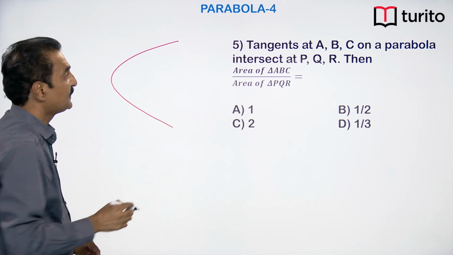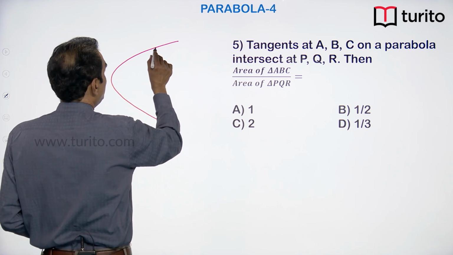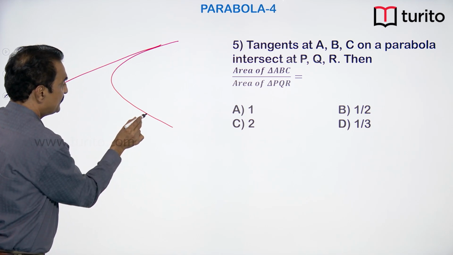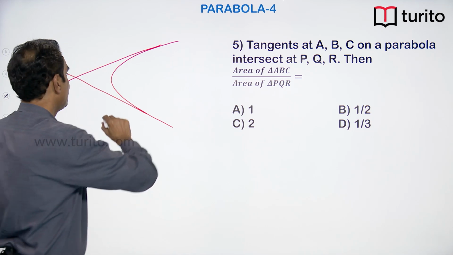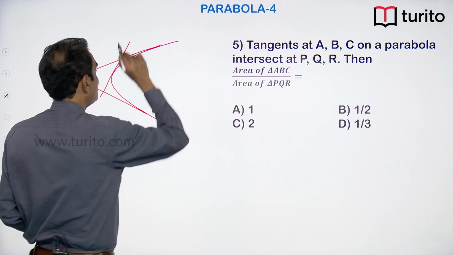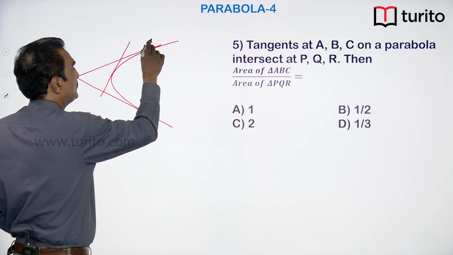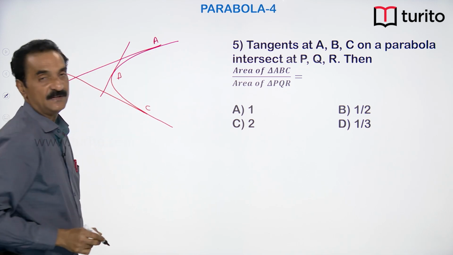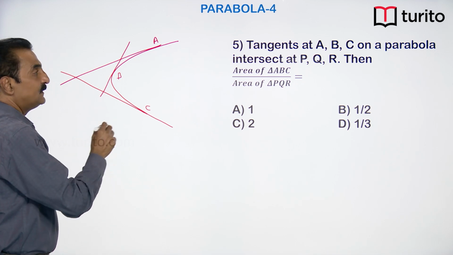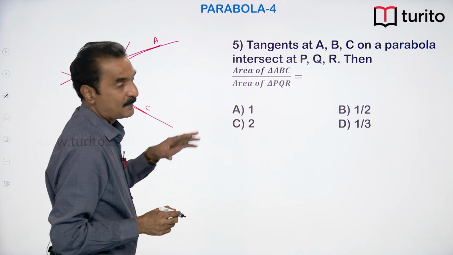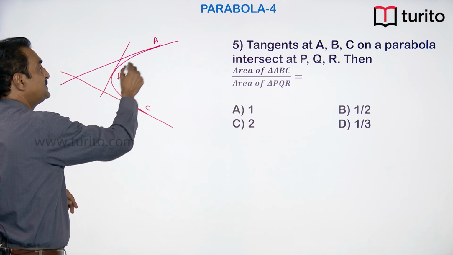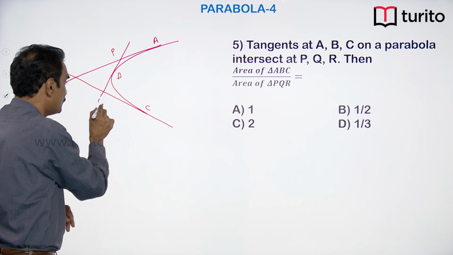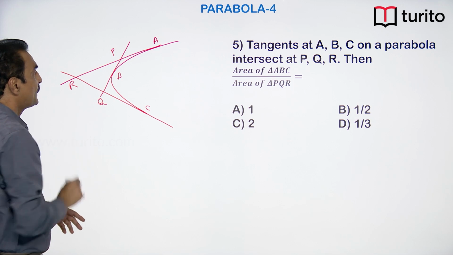Take a parabola, draw tangents at three points A, B, C. This is the tangent at A, this is the tangent at B, this is the tangent at C. Then they intersect at P, Q, R. Let the intersection point of tangents at A and B be P, the intersection point of tangents at B and C be Q, and this is R.